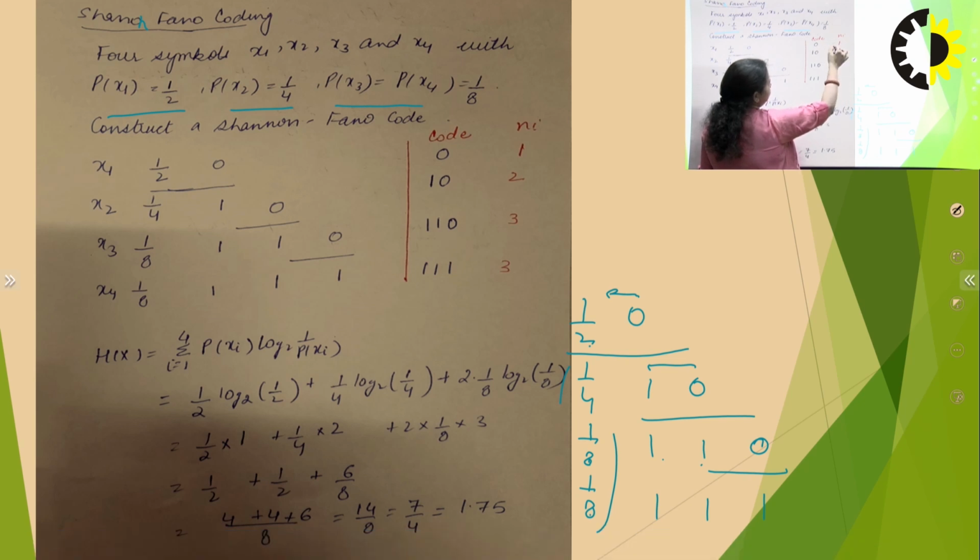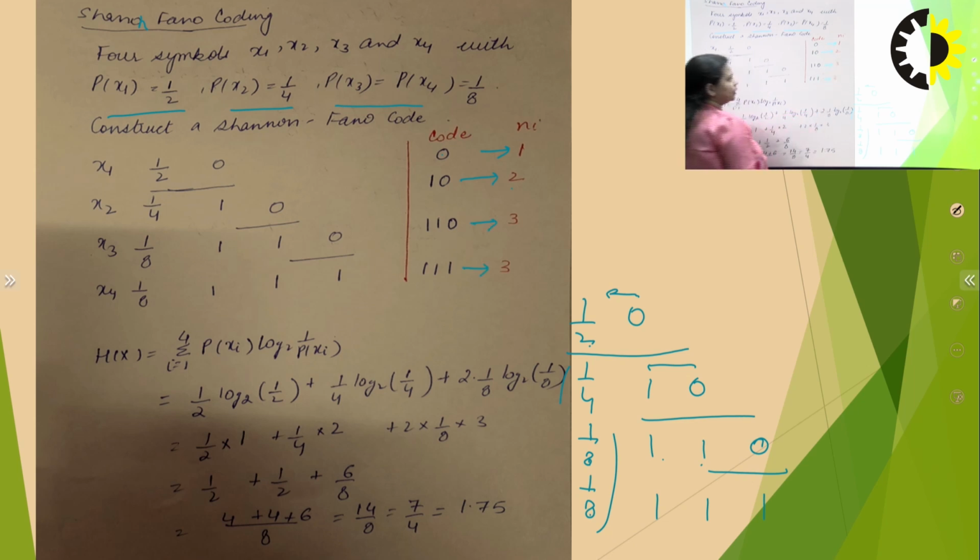So for 0 it is of length 1. It is of length 2, length 3. This is also length 3. Right? So that means we are giving their lengths. For 0 it is 1, for 1 0 it is 2, for 1 1 0 it is 3, and for 1 1 1 you also have 3. Right? Then you have to find the entropy.